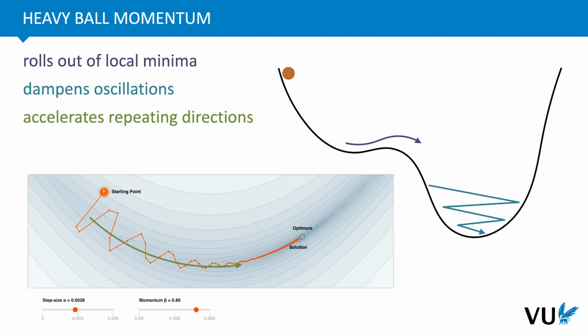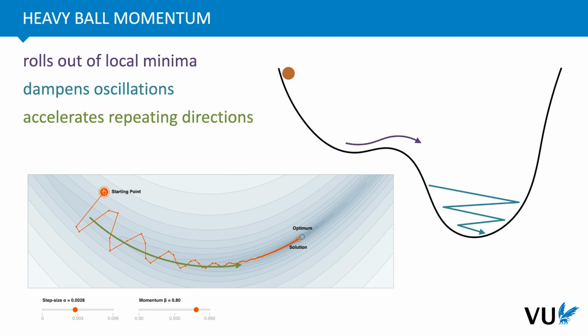So if we think now of our current parameter value as a heavy marble rolling down the loss landscape, we can see that momentum can help it roll out of local minima. It can help it to dampen oscillations. If we imagine a heavy ball rolling down this bowl in the middle, we see that it slowly comes to a rest. And it accelerates repeating directions.